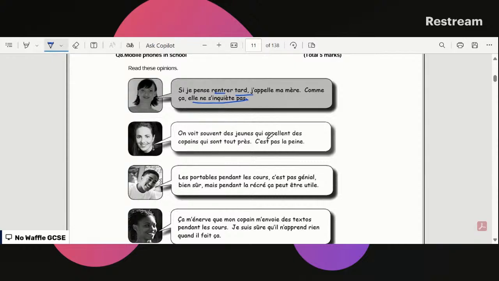On voit souvent de jeunes qui appellent des copains qui sont tout près. So you are able to often see young individuals who call their friends and they are very near, who are often near to each other. So c'est pas le plan, which seems to mean it's not worth it. C'est pas le plan. That's a good phrase to use.